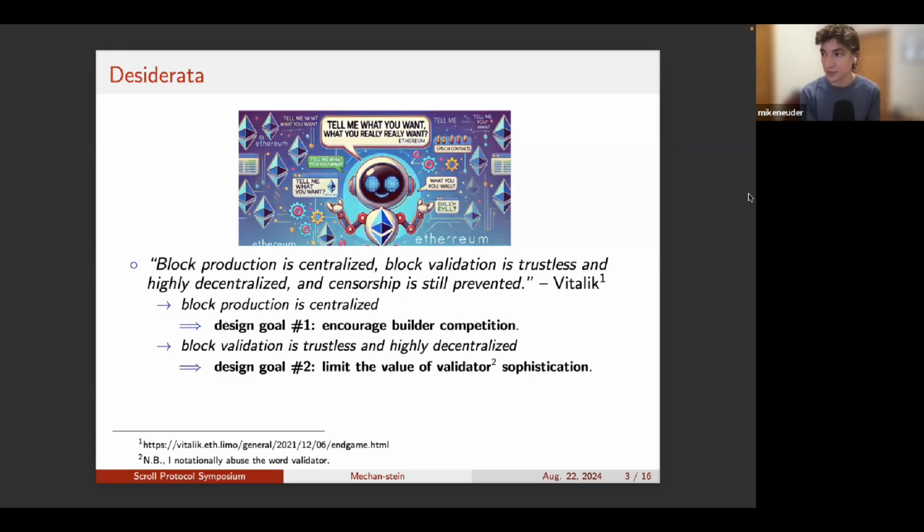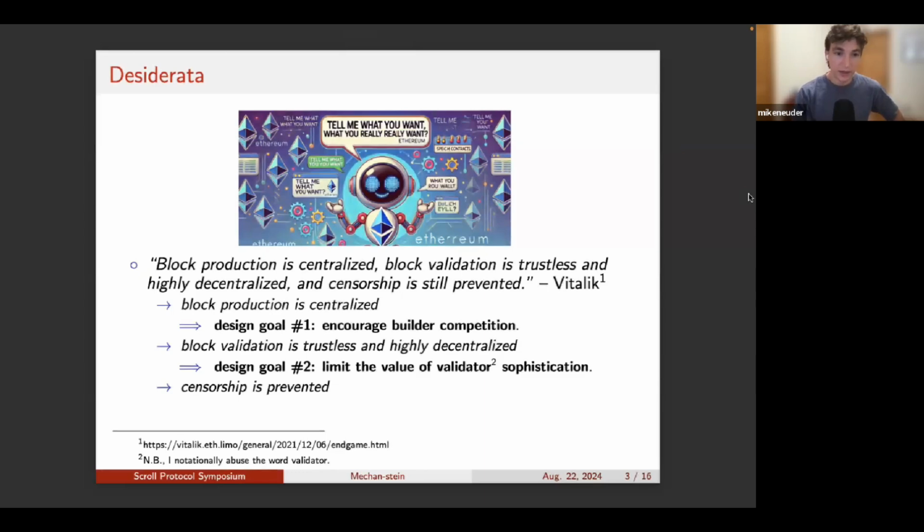We can't expect home stakers, even from just a latency perspective, from where they're located, to compete cent for cent or gwei for gwei with centralized staking providers. But what we can do is limit the marginal utility of sophisticating a validator. So just making it so that any return on investment for being a very sophisticated validator is low. That's the goal that we're trying to put forward here.